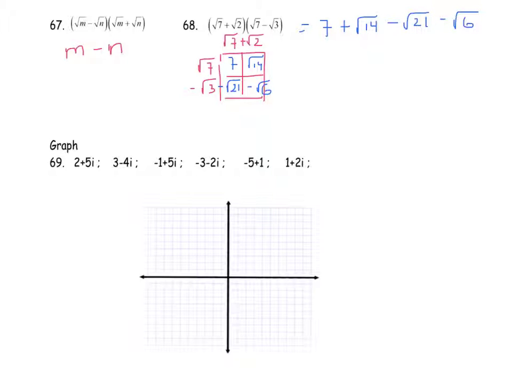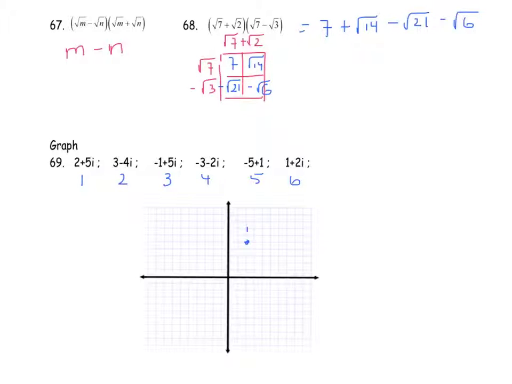On number 69, we need to graph the complex numbers. So I'm going to label them 1, 2, 3, 4, 5, 6. So the first one is 2 plus 5i. So 2 plus 5i is right here. My second one is 3 minus 4i.